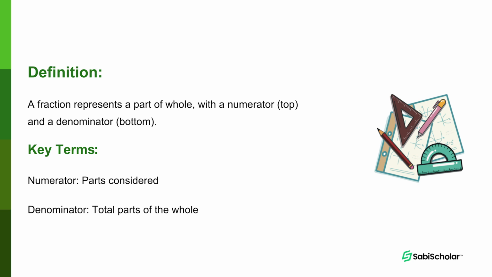So that 3 is the part considered, the part you got, that is the numerator, while the total part is 5, which is the denominator. So 3 over 5 or 3 out of 5 is a good example of a fraction, with 3 being the part considered and 5 being the total part. A fraction represents a part of a whole, with the numerator, the number at the top, being the part considered, and the denominator, the number at the bottom, being the total.